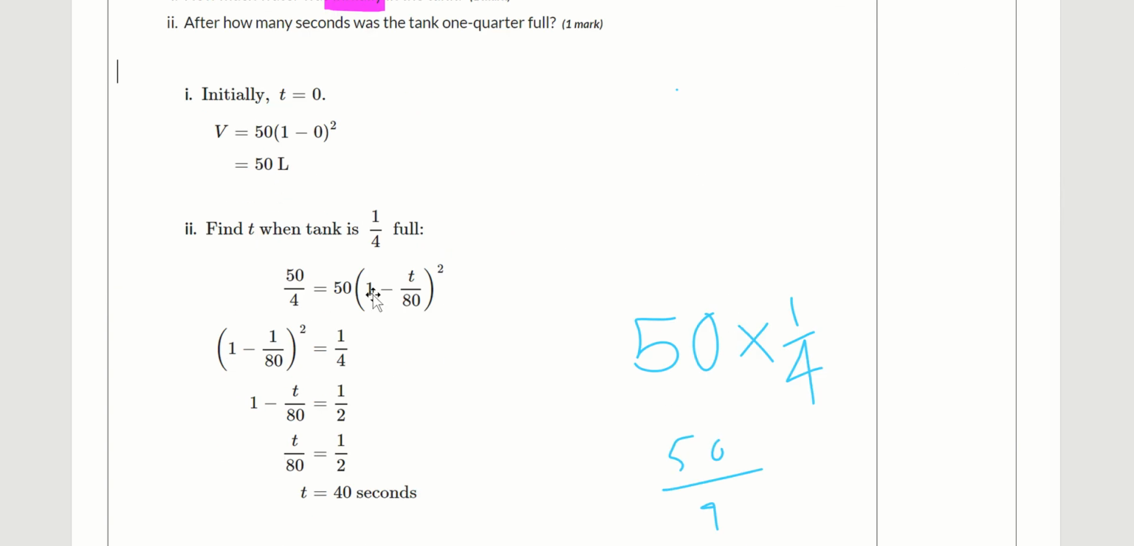40 seconds. Okay, so have a look at how it solved it. When they divided the 50, it cancelled nicely to just a quarter again. Then they square rooted, and then minusing the 1, flipping the negative around, timesing by 80 will give you an answer of 40 seconds. Again, I would definitely be putting a therefore statement.